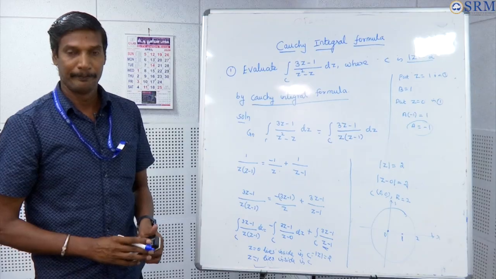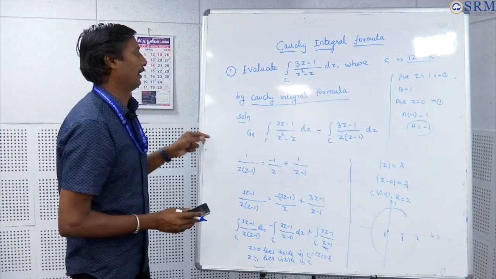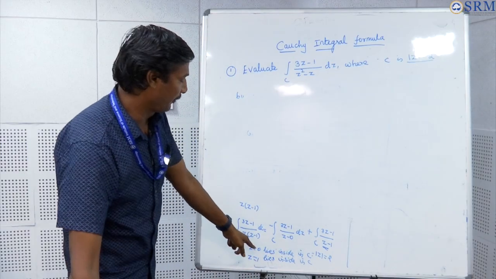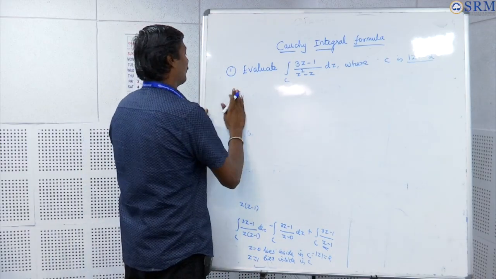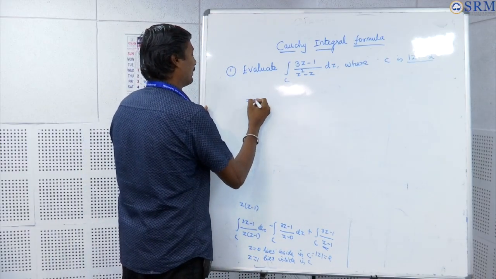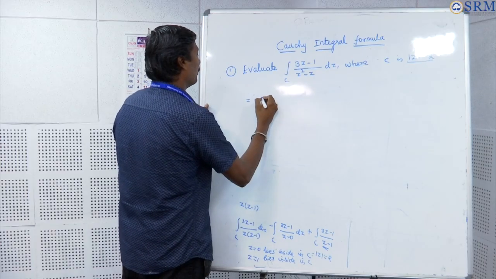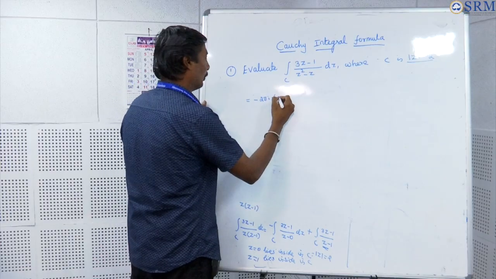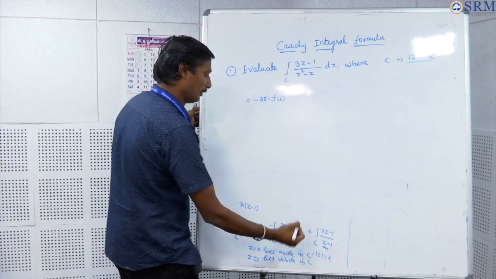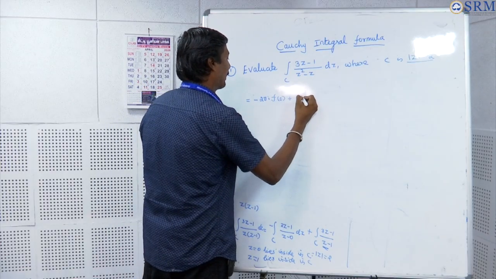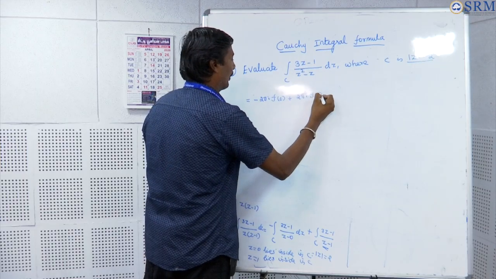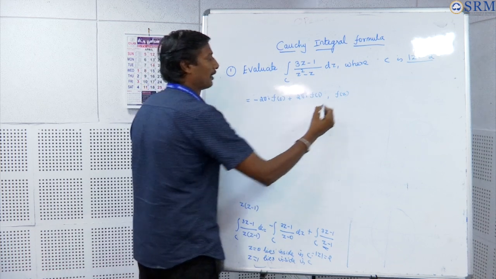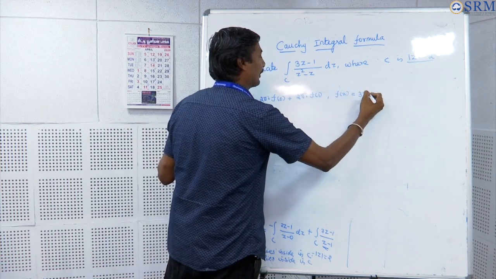Okay. Do you have any doubts? Okay. The next one. The 2 points lie inside. So we know that the point lies inside means the formula is minus 2 pi I into f of 0 plus 2 pi I into f of 1. Here f of z is called the numerator term. Here what is the f of z? F of z is equal to 3z minus 1.